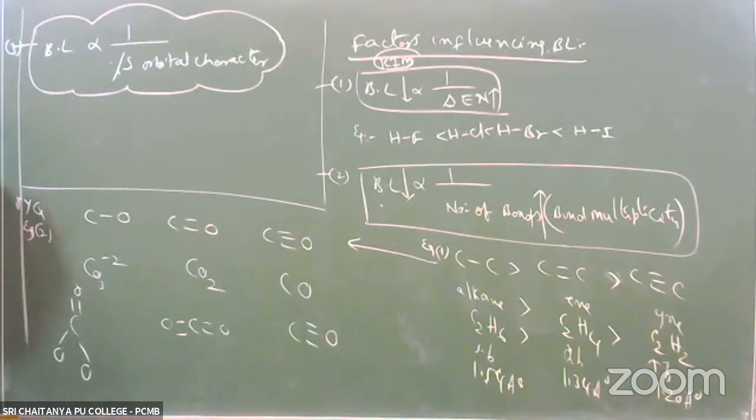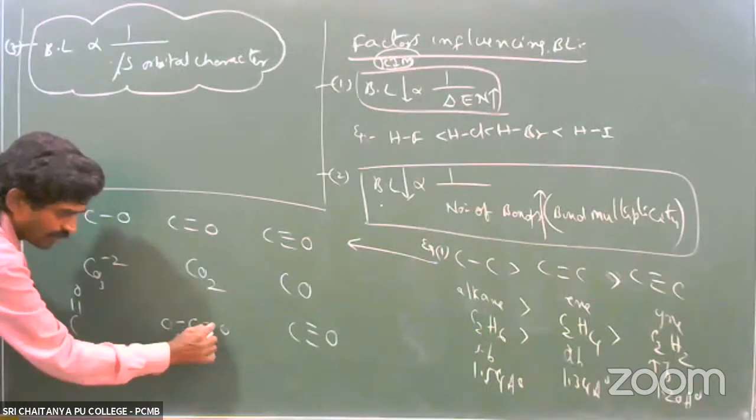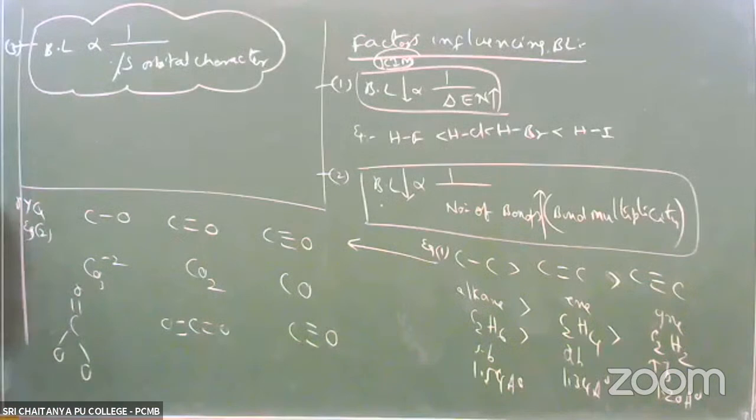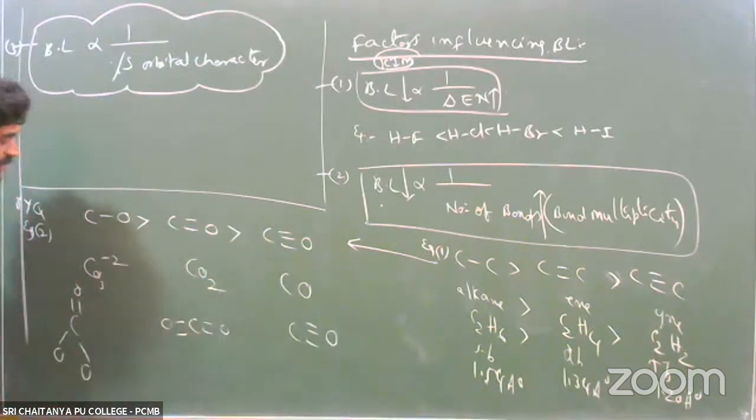That's why here, what happened? The number of sigma bonds are over here. So this is a carbon-oxygen single bond; here a carbon-oxygen double bond with one pi bond; and a carbon-oxygen triple bond. So as the number of bonds increases, the bond length decreases. So this has more bond length, this less, this still less. This is the order, right?